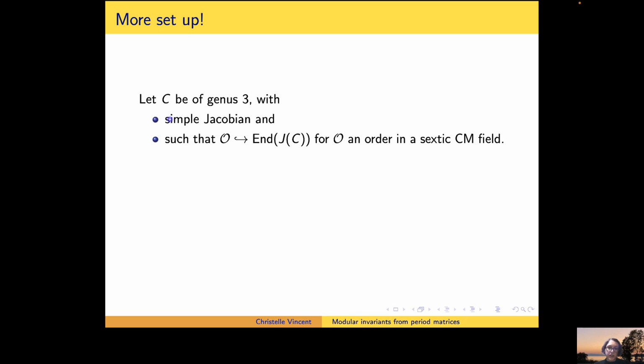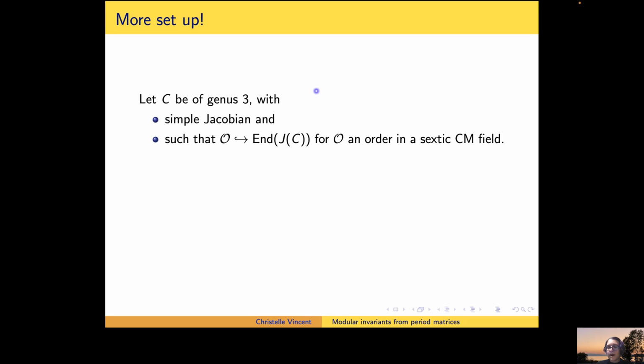So going back to my situation, what I will want is a Jacobian of a curve of genus 3, which is an abelian variety of dimension 3. Why a Jacobian of a curve? For computations on the curve, so that I can do my arithmetic on my abelian variety easily. Why simple? That's a computational artifact.